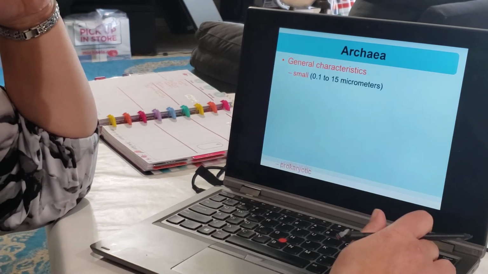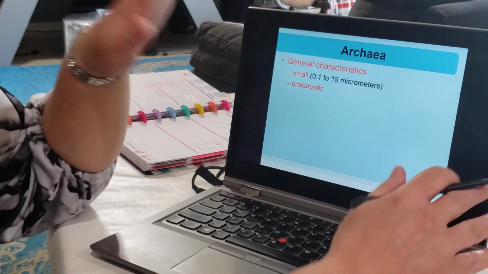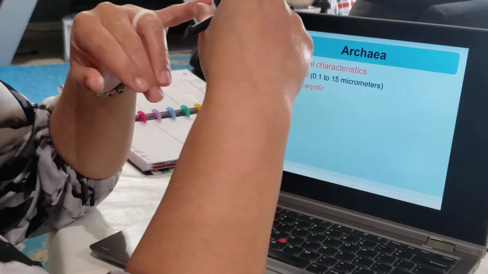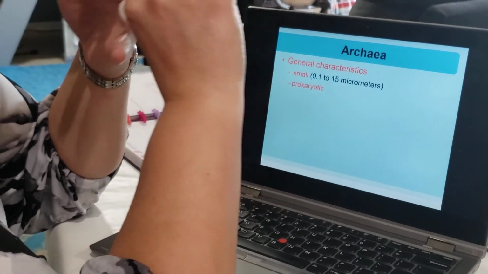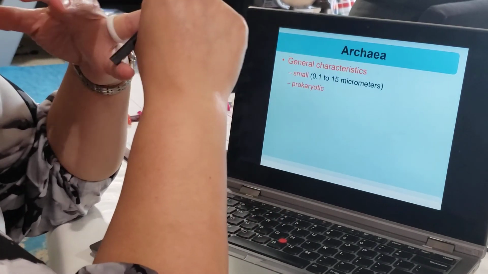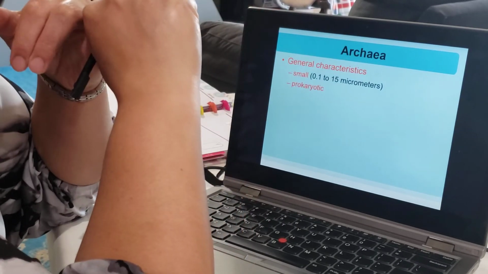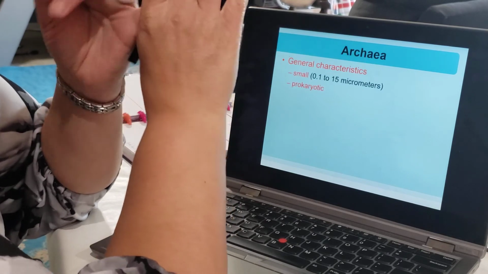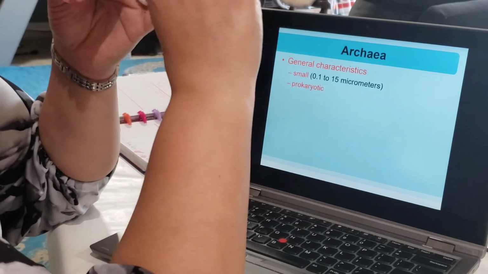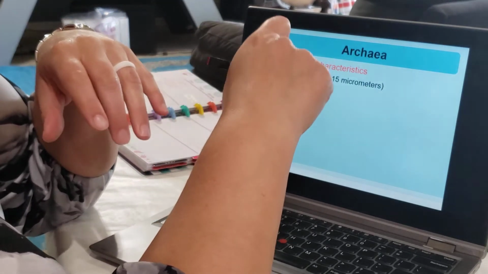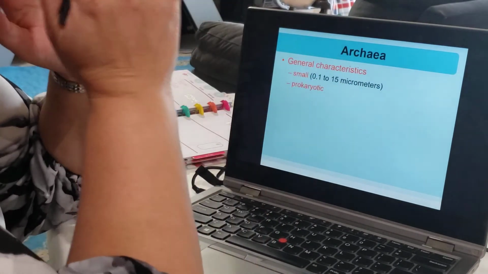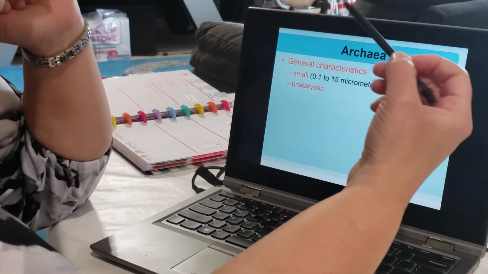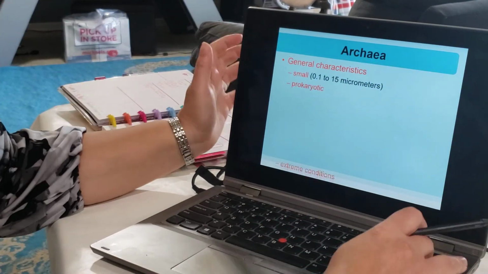General characteristics of archaea, so archaebacteria. Remember, your prokaryotes are divided into two domains, bacteria and archaea. Archaea, the first ones were true bacteria. These guys are our extremophiles. They're usually very small. They're still prokaryotic.